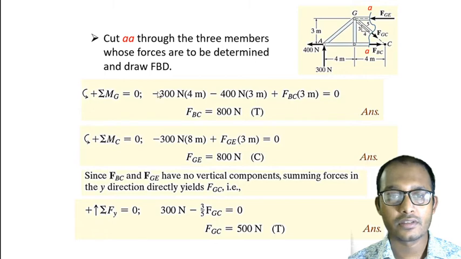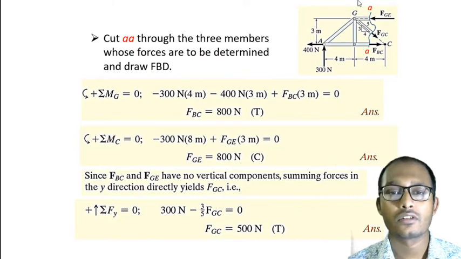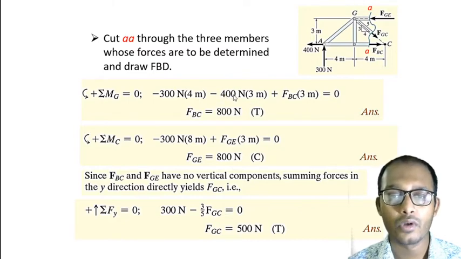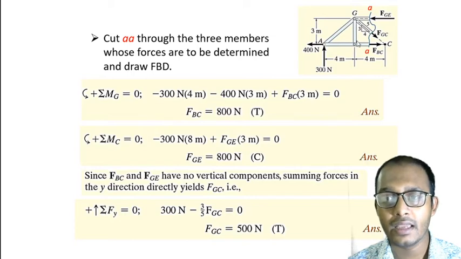This is our first force, that is 300 newton, and this is our point G. If I want to connect this 300 newton with G, I need to go in the clockwise direction, right? So it will be negative, minus 300, and this is the distance from G, that is 4 meter. Then the second force is again 400 newton in its negative direction. If I want to connect this 400 with G, I need to come in this direction, which is clockwise, so it will be negative, minus 400 multiplied by 3 meters. And the other force, FBC, we have assumed is acting in this direction.